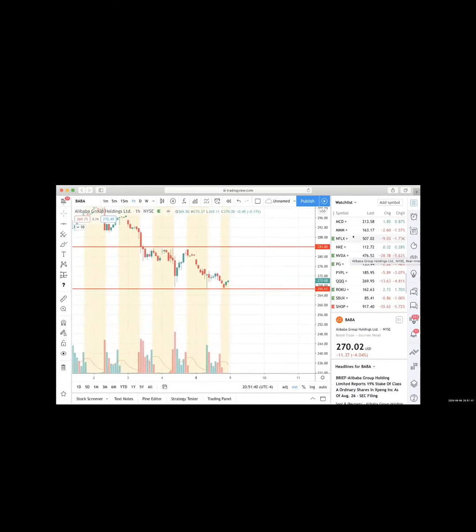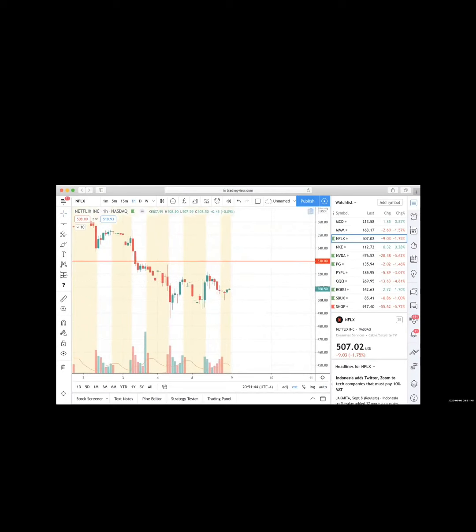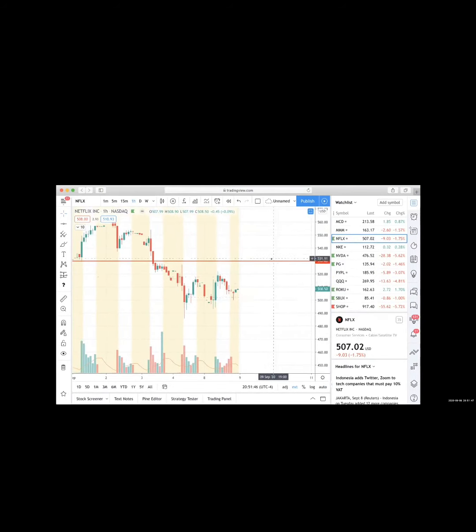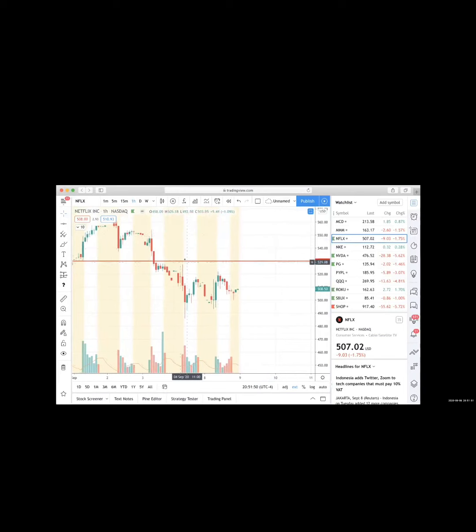And then there's two more. Netflix, its levels are kind of far right now, at 508, but I am watching if it does get back to 530, then that looks really nice. It has a nice resistance zone right there that it has been rejecting off of last week. So it could potentially run if it breaks that 530 level.